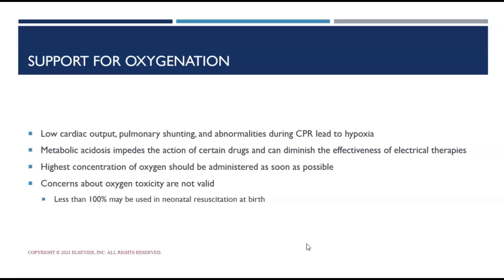I need to make sure that I'm delivering the highest concentration of oxygen possible to the patient. I'm not worried about oxygen toxicity at this point. I am just going to be giving them 100% if it's an adult or pediatric. If it is a neonate, there are certain circumstances where you would choose something less than 100%, and we will talk about that further when we get to neopeds, your final semester.